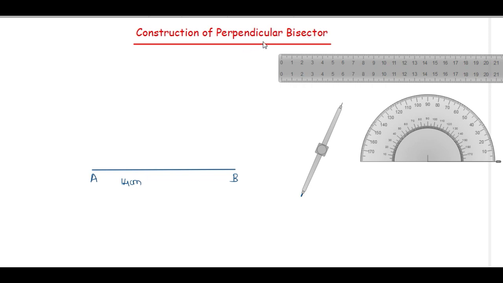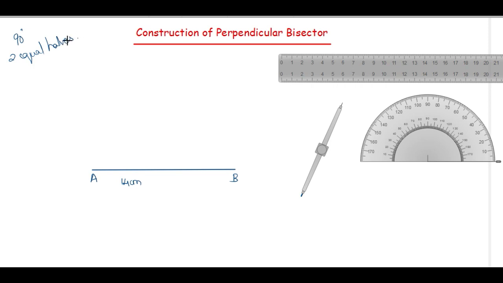A perpendicular bisector is a line which divides a given line into two equal halves, and also the angle between the perpendicular bisector and the given line will be 90 degrees. So the angle between the perpendicular bisector and given line will be 90 degrees, and bisector means it divides the given line into two equal halves. So let us draw that.